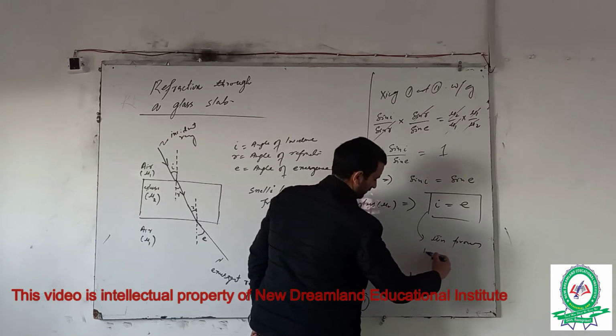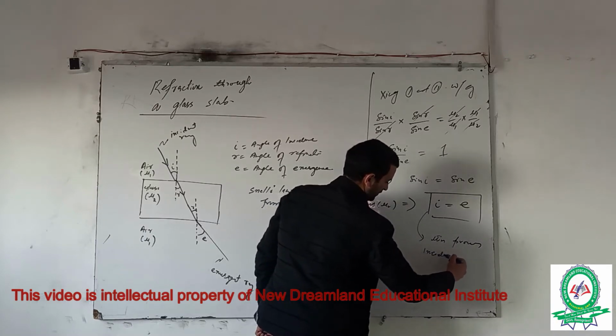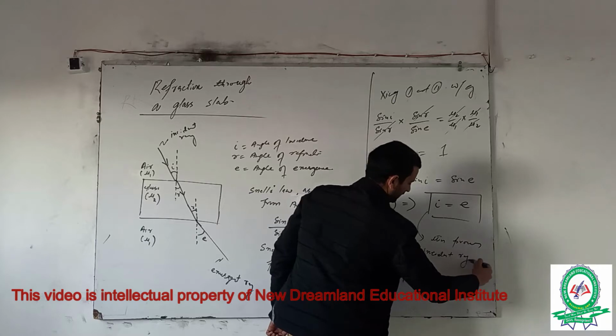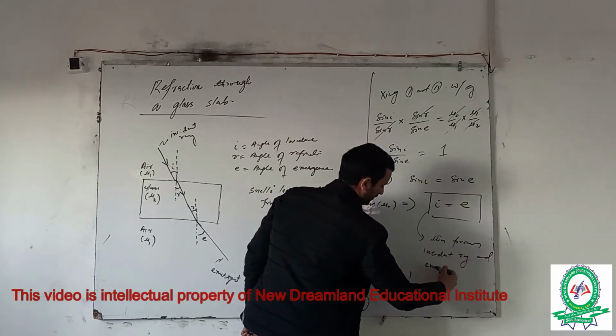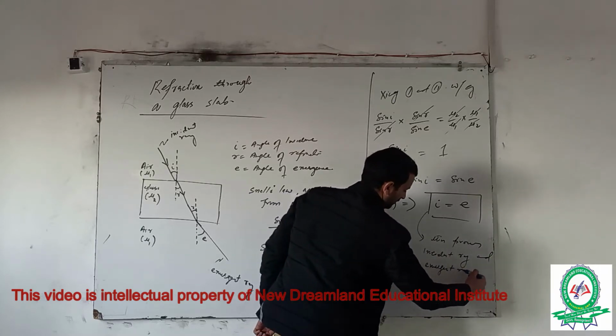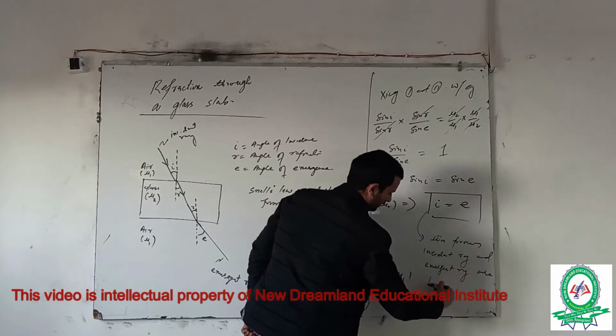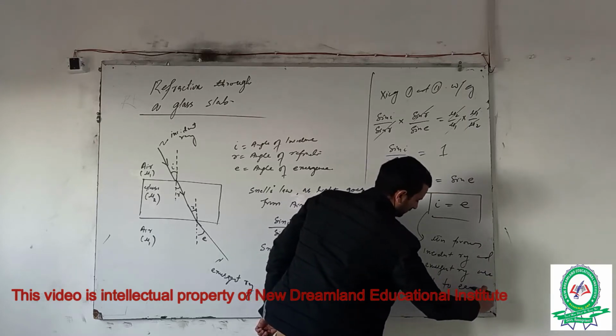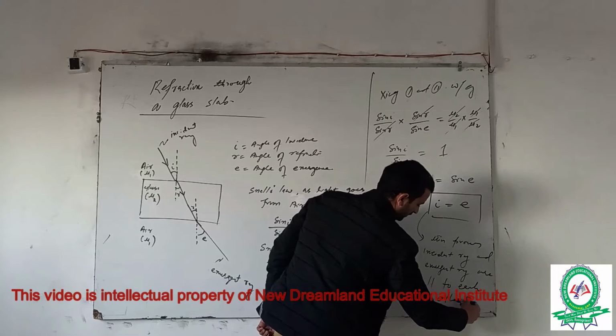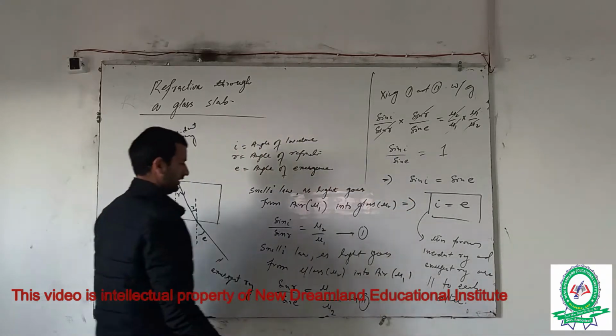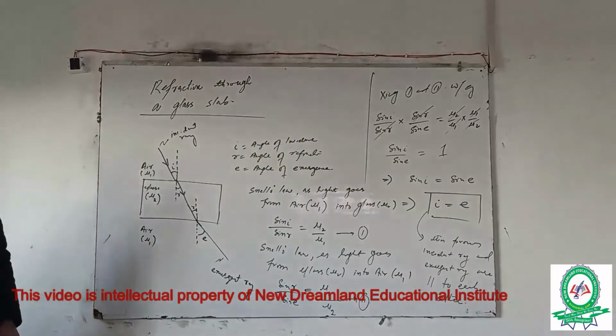So this proves I equal to E, this proves incident ray and emergent ray are parallel to each other. Now let's talk about lateral shift.